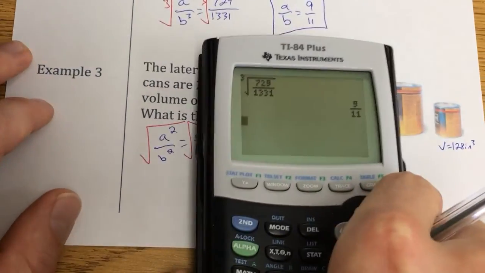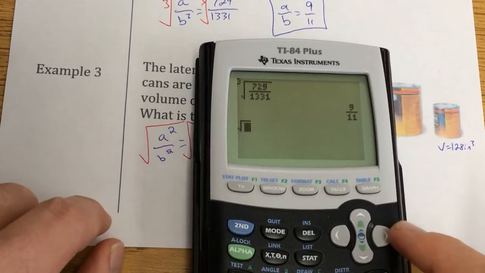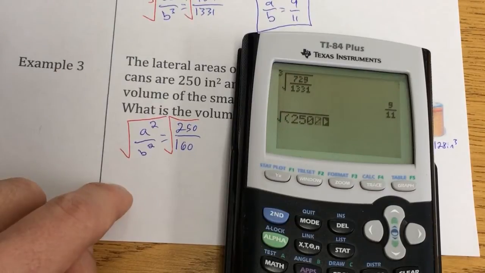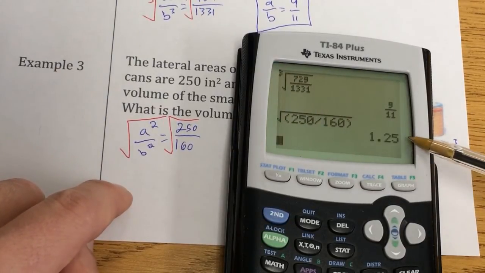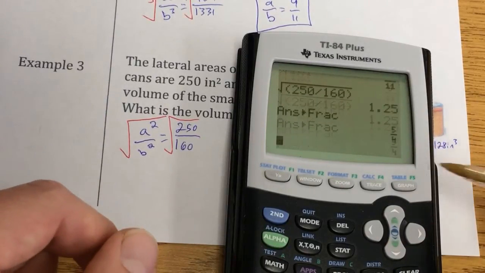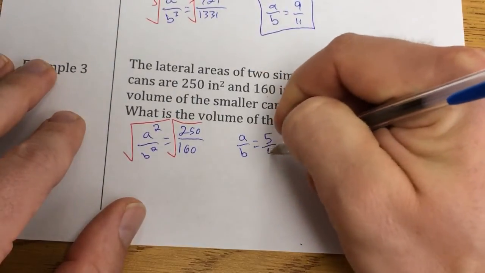First, I need to find out what my original ratio of the two similar figures is. So I'm going to take the square root of both sides. And if you don't have a TI-84 or 83, this is how you would do it. You should have a square root button, and then I'm just going to do 250 divided by 160, and if you put that in parentheses, it'll do the same thing. That'll give me 1.25. And if you don't know what that fraction is, hit the fraction menu. So we get 5/4 is my original scale factor.